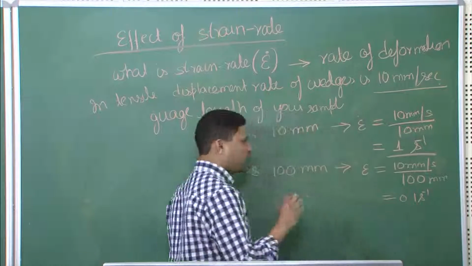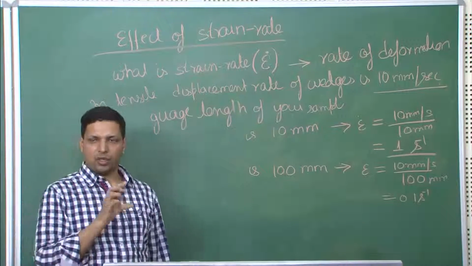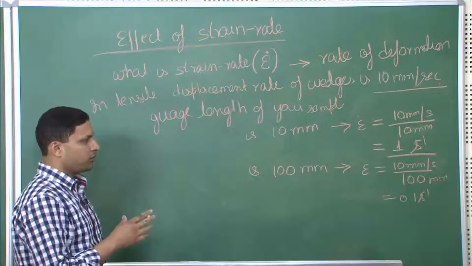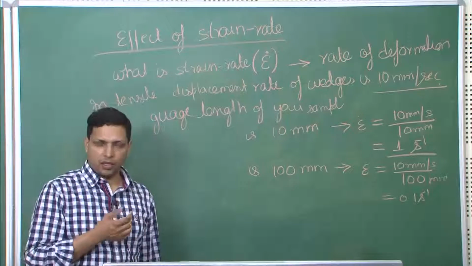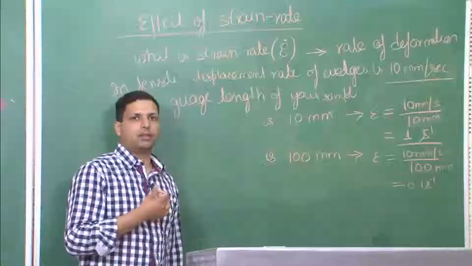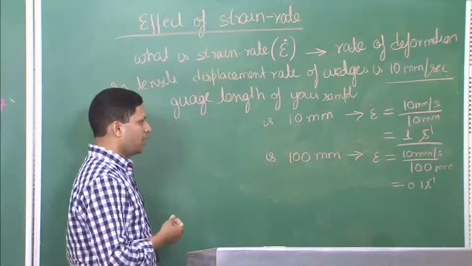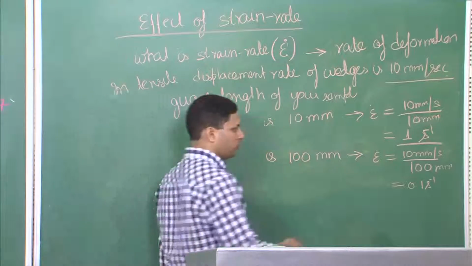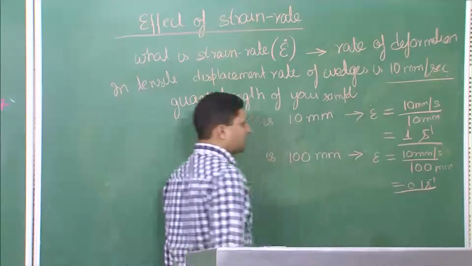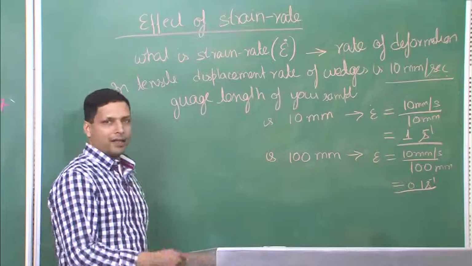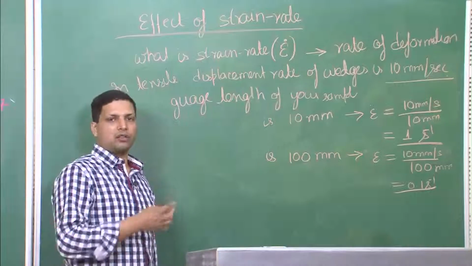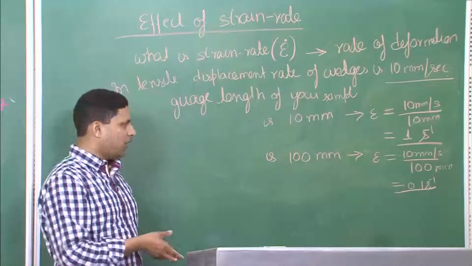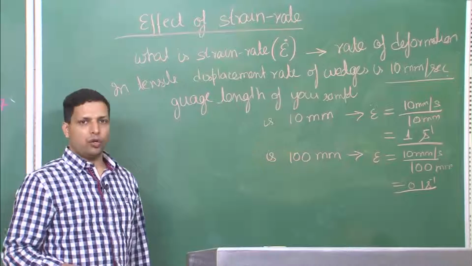So, the larger the sample, it is getting divided into a much larger length, the displacement rate is getting, you can say, absorbed or distributed over a larger length, and therefore, the strain rate comes out to be smaller. So, that is what strain rate is, the rate at which the straining is occurring. Straining is occurring in that whole gauge length, and that is why it is divided by the whole gauge length.